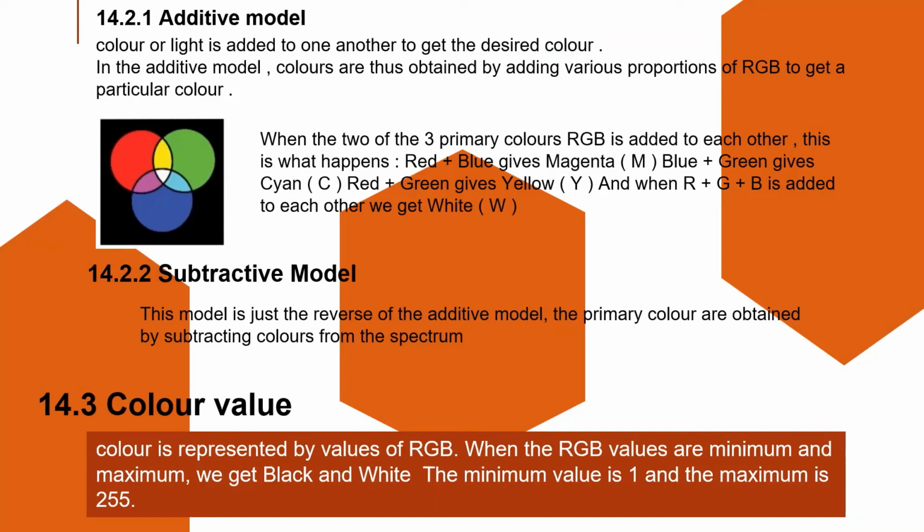Color value. Color is represented by values of red, green, blue. When the red, green, blue values are minimum and maximum, we get black and white. The minimum value is 0 and the maximum is 255.